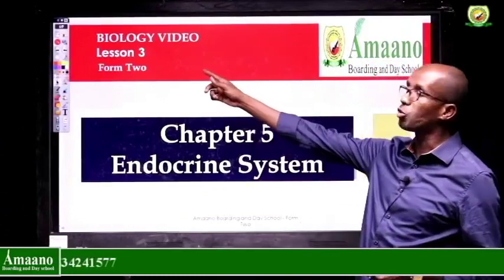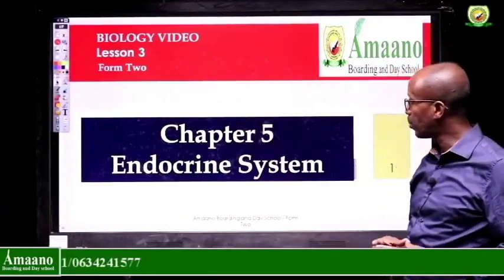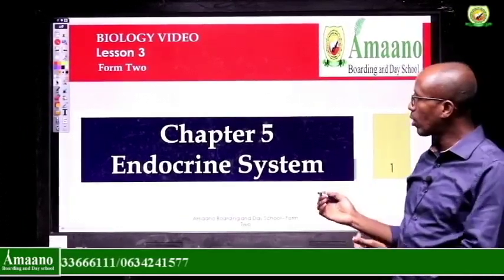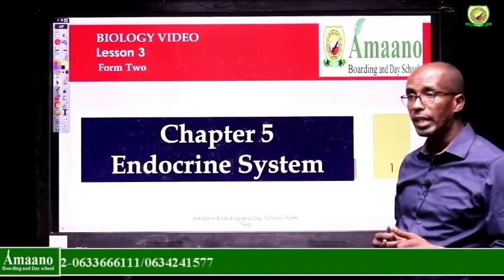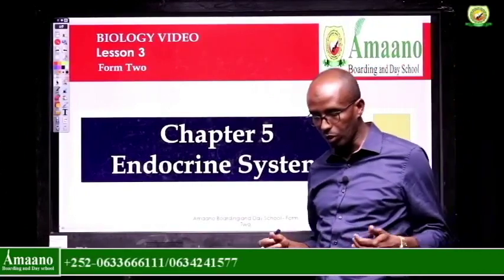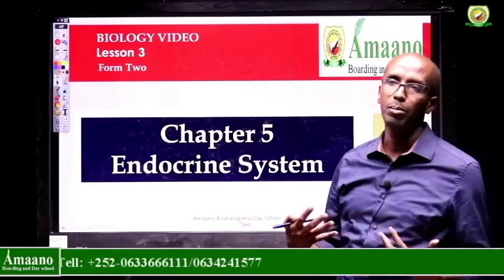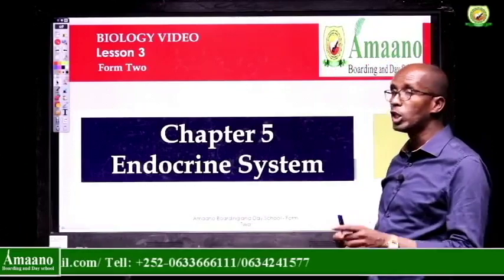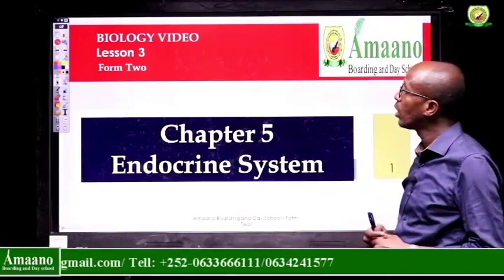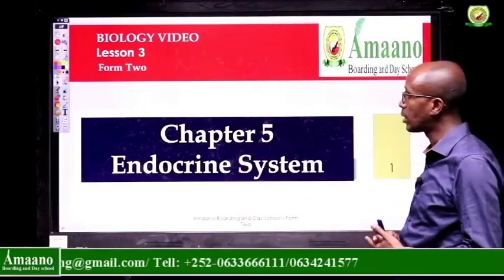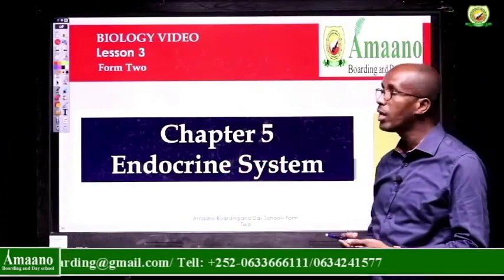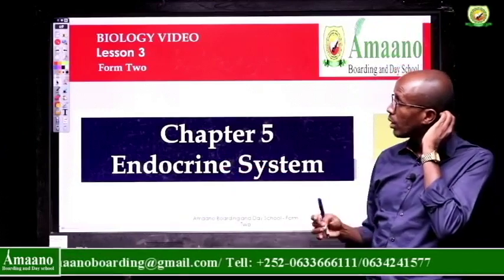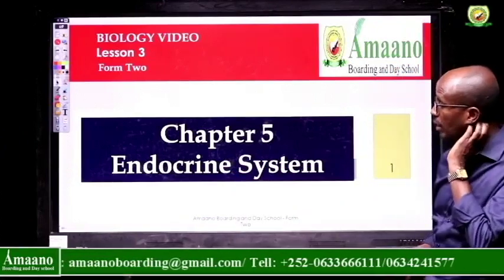For the last two lessons we have been talking about the endocrine system. The endocrine system is an alternative way of coordinating body organs and activities. The first, or the major one, is the nervous system, and the second one is the endocrine system. Usually some of the biologists say the endocrine system works with the nervous system. That means the nervous system is the master.